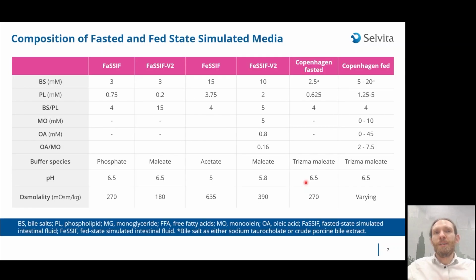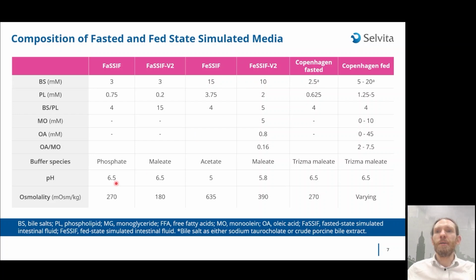So to have a good estimation and prediction of the solubility in human intestinal fluids, we need to develop artificial simulated intestinal fluids, because it's completely impractical to have this screened and assayed in the actual fluids taken from the human body. So in practice, we have fasted state simulated intestinal fluid version 1, version 2, fed state simulated intestinal fluid version 1, version 2, and Copenhagen fasted or fed state fluids.